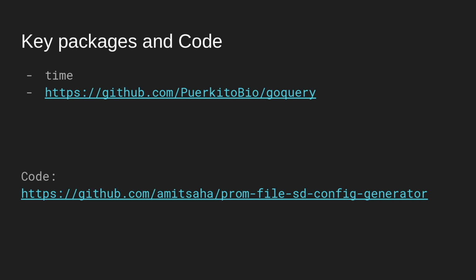So this GitHub repo has this code. It is functional code, which we're using for this particular task. The packages that I needed for this are the standard library time package and this GoQuery third-party package, which was really useful. All right, so that brings us to the last recipe.